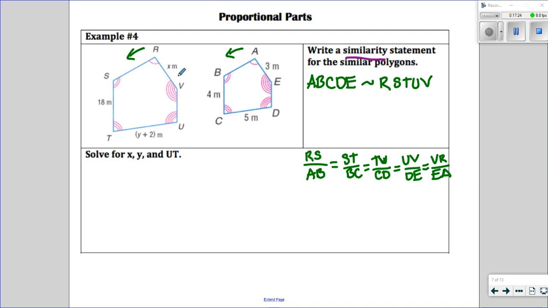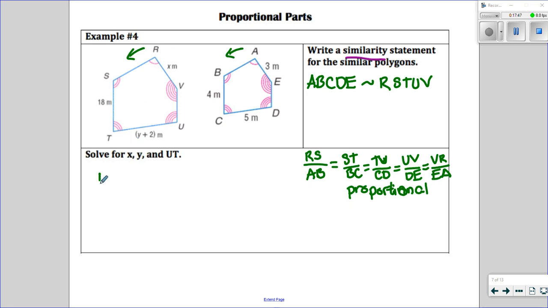So I know the angles are congruent and the sides are proportional. I'll put the word proportional, because I don't want you to think that it's congruent. It's proportional. So now that I know it's proportional, I can set up a ratio. Now let's see what's the first thing I want to solve. I want to solve for x.